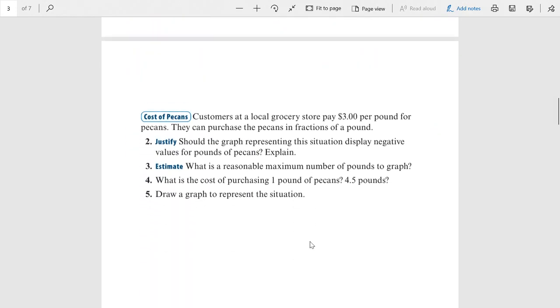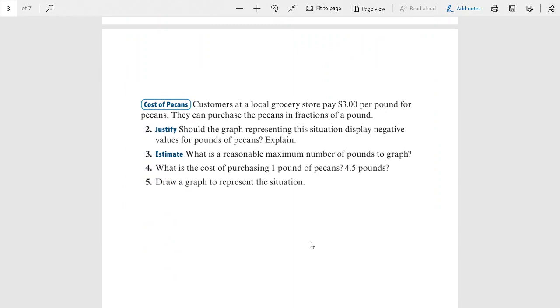So let's try this one out. Customers at a local grocery store pay $3 per pound for pecans. They can purchase the pecans in fractions of a pound, meaning I can buy 1.5 pounds, I can buy 2 3/4 pounds. I can really buy any amount that I want.